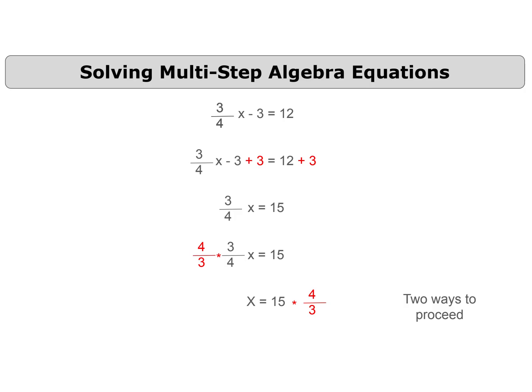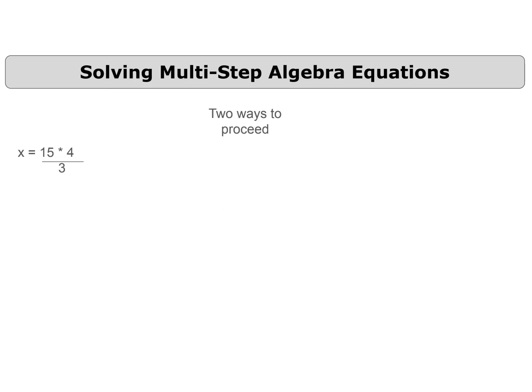So on the left side, we'll just get 1, so we'll just have x. And on the right side, we'll have 15 times 4/3. Now there's two ways that you can do this. One way is we can multiply 15 times 4 and get 60 divided by 3, which would be 20. So we would get x is equal to 20.